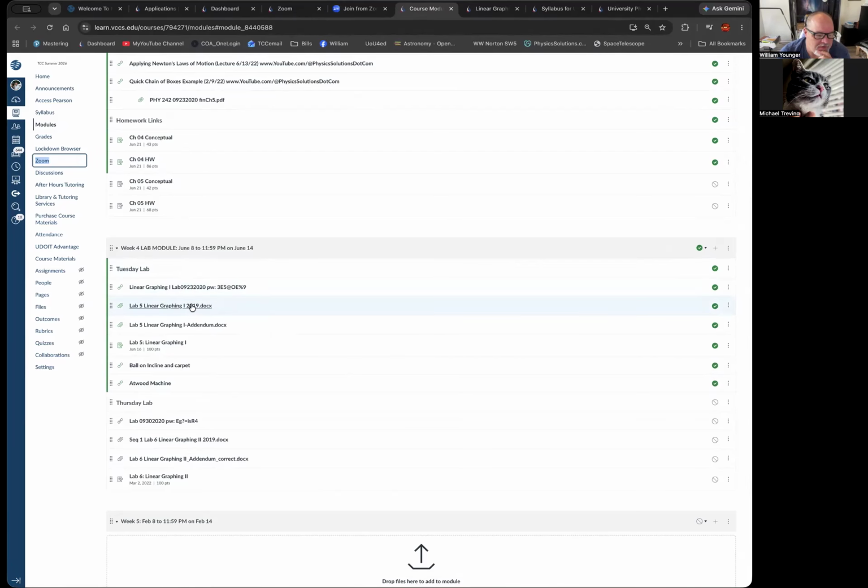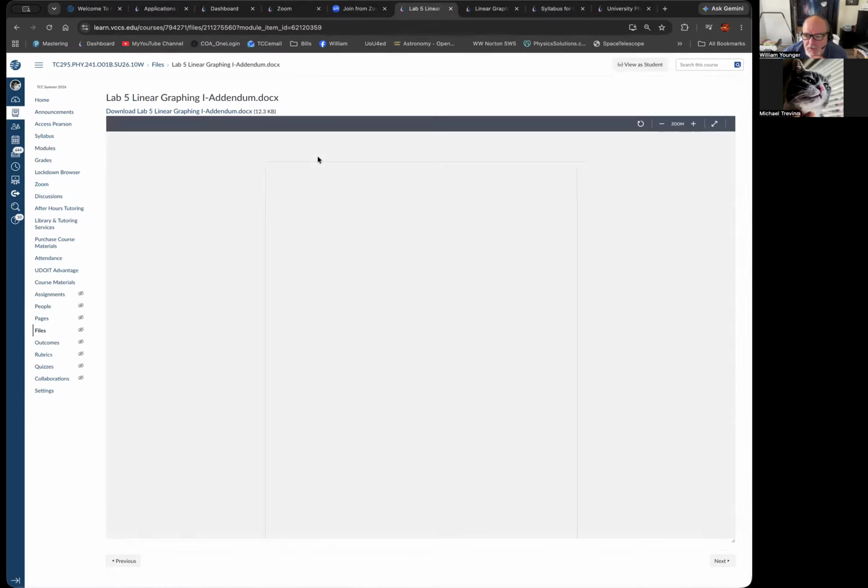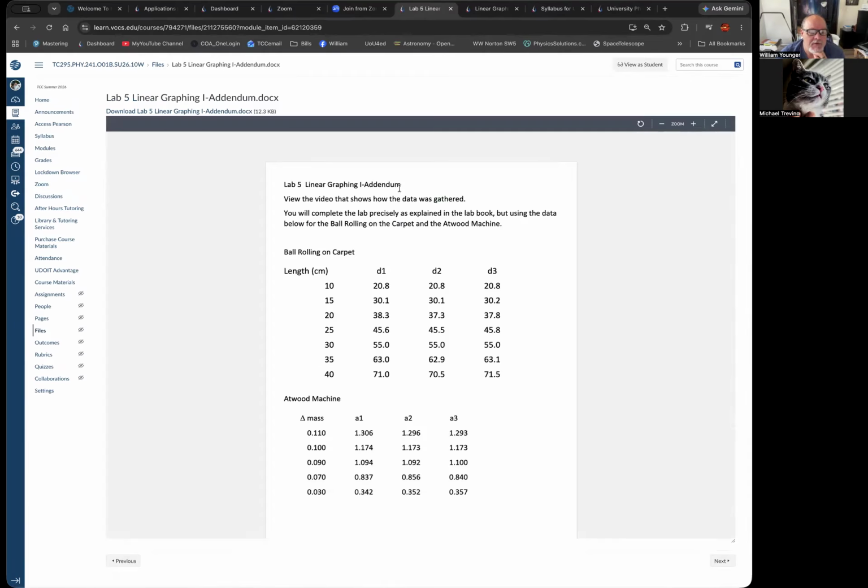But as I said, this is the lab document. They show it in this video too, and then this is the addendum. I want to point out exactly what the addendum says because that's the key point. View the video that shows how the data was gathered. You will complete the lab precisely as explained in the lab book, but using the data below for the ball rolling on the cart and the Atwood machine.